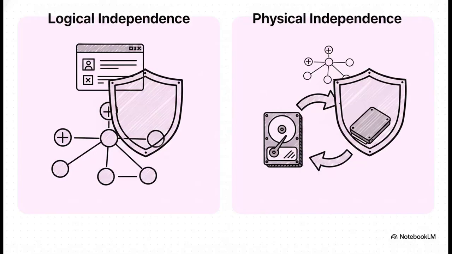Let's break this down into its two distinct forms. First up is logical data independence. This is your capacity to change the conceptual schema, like say adding new entities or attributes, without having to change the existing external schemas or rewrite the application programs that your users rely on. Second, we have physical data independence. This is the capacity to change the internal schema, like swapping out your storage media from clunky old hard drives to blazing fast solid-state drives, or changing how files are organized, without altering the conceptual schema at all. Your logical rules stay totally safe and insulated from any underlying physical hardware changes.